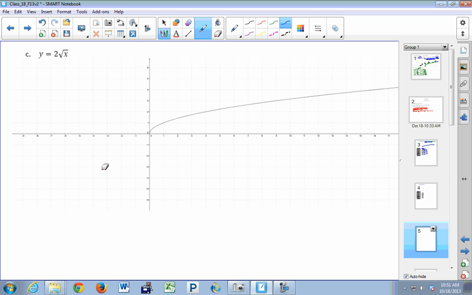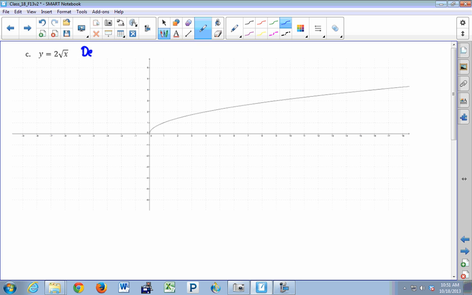Okay, so there's the next one. So how would you describe the transformation? So someone want to give this one? What are we doing to the graph of G here? The graph of G, which is your square root function, what are we doing to the graph of G here in this one?